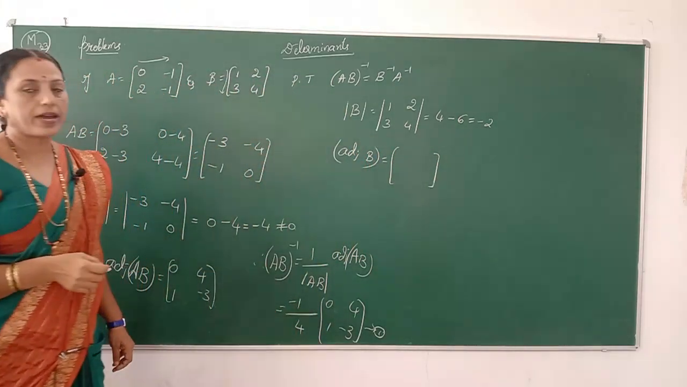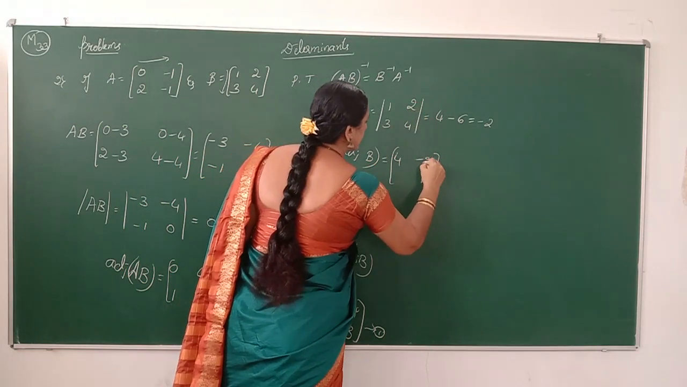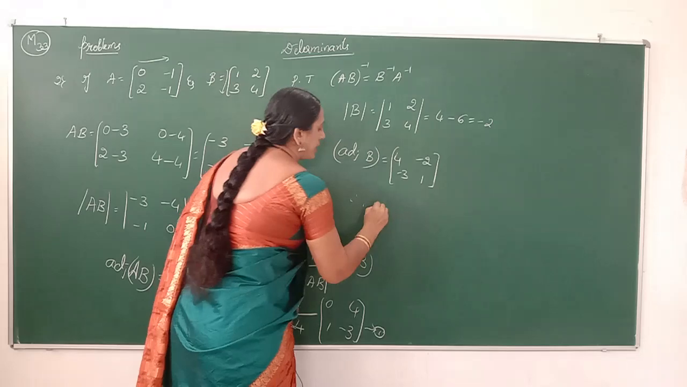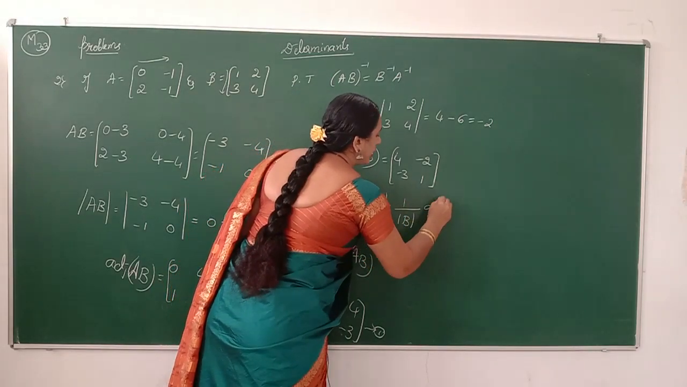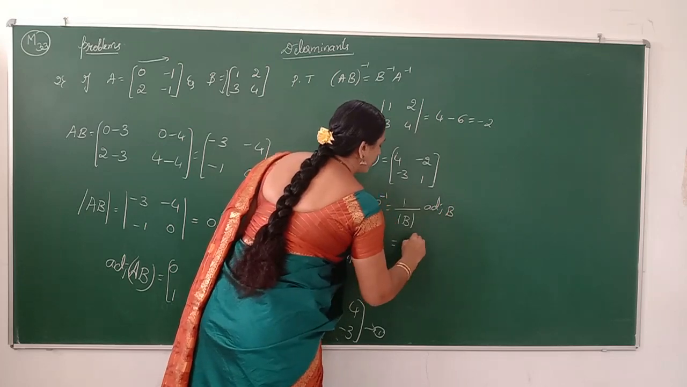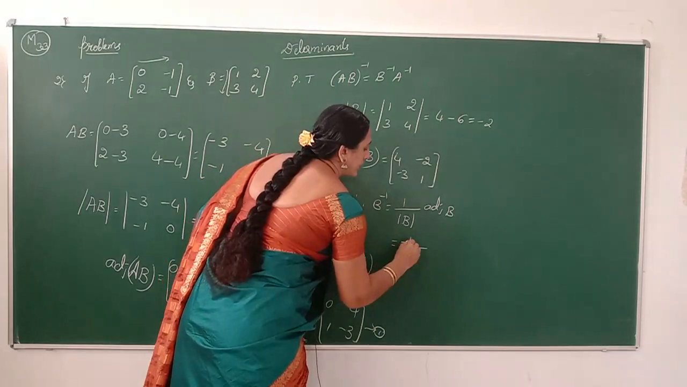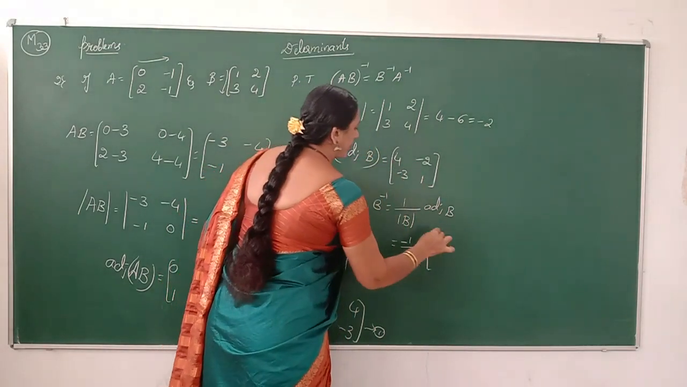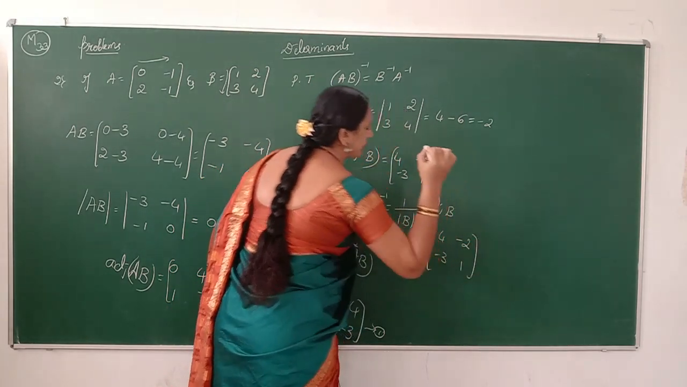The left to right diagonal elements are interchanged in their position and the other diagonal elements are changed with the negative. Therefore, B inverse is equal to 1 over determinant of B into adjoint of B. 1 over determinant of B is minus 1 divided by 2, into the adjoint of B, which is 4, minus 2, minus 3, 1.